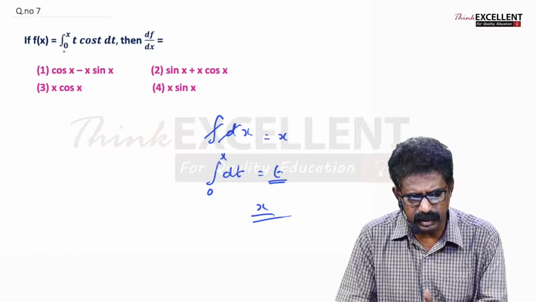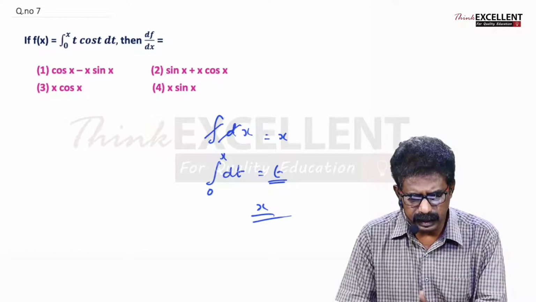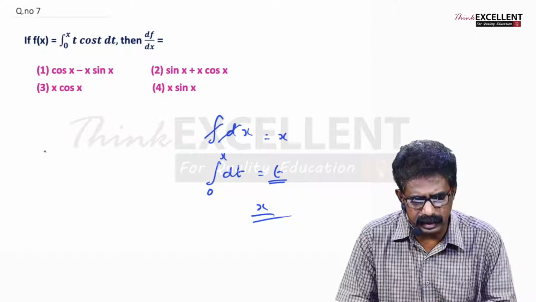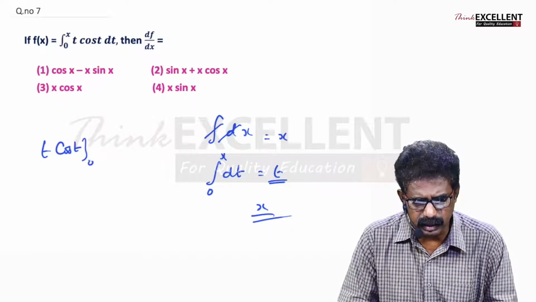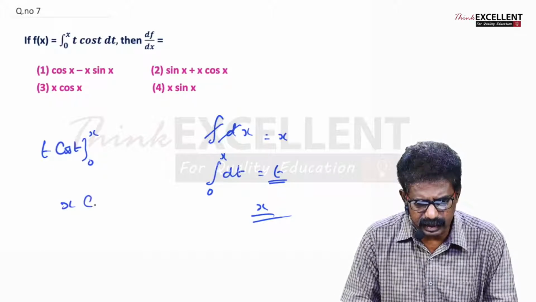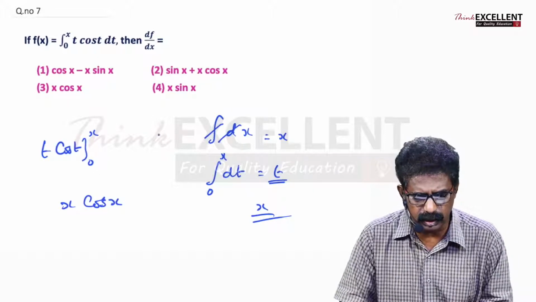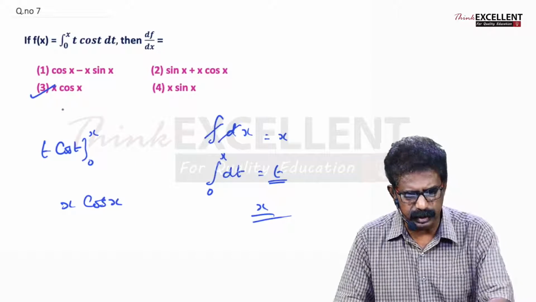So here also, df by dx, where F of x equals the integral from 0 to x of t cos t dt. You have to differentiate it, so the integration part gets cancelled. You are getting t cos t. The limit 0 to x you have to apply. First you give the upper limit, and your answer is x cos x, right? And when you give 0 it is 0. So your answer is x cos x. That is the third option.